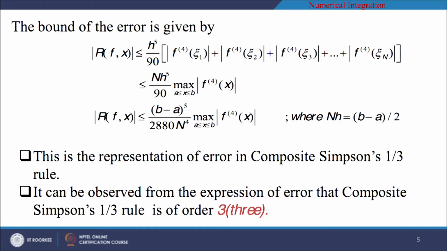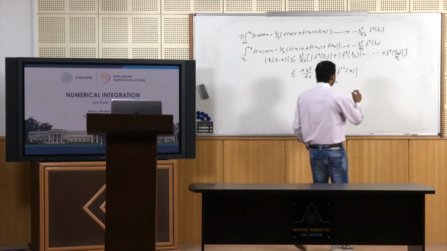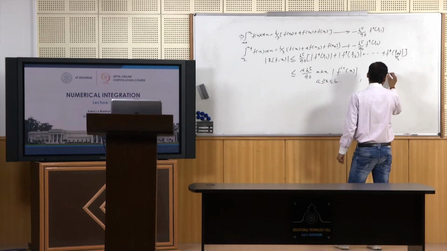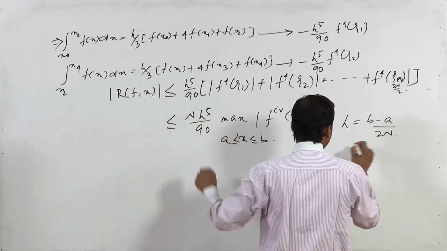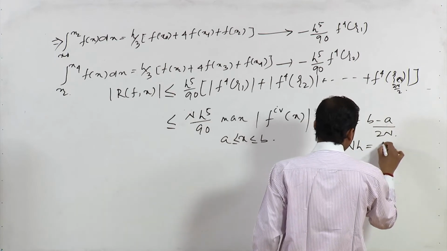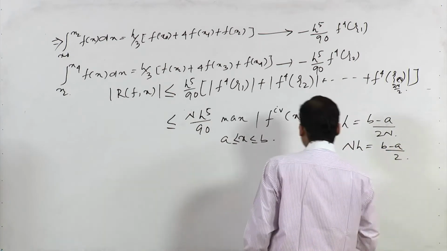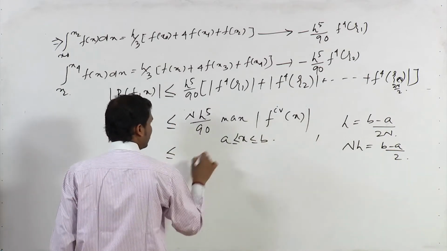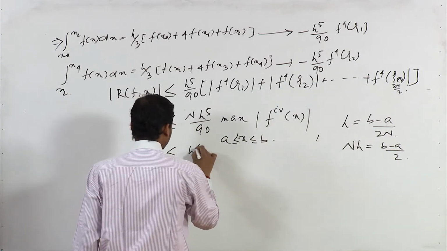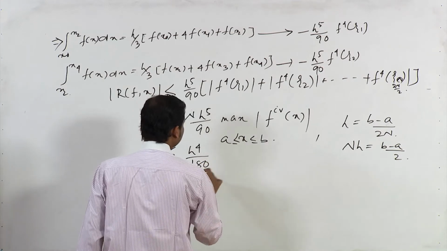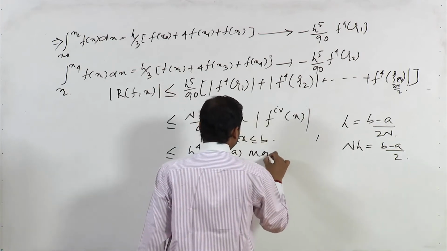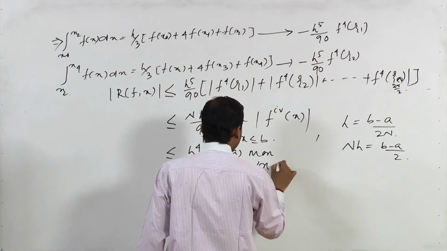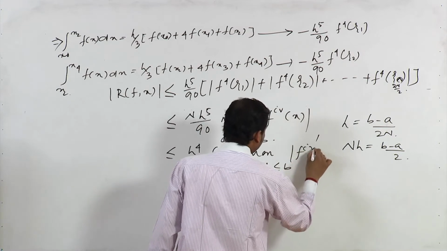And obviously sometimes we can write nh equals b minus a by 2. If you see here, your h size is defined as b minus a by 2n. So if you replace nh here, it equals b minus a by 2. So we can write this as h to the power 4 by 180 times b minus a, times the maximum of f to the power 4 of x, where x lies between a to b.